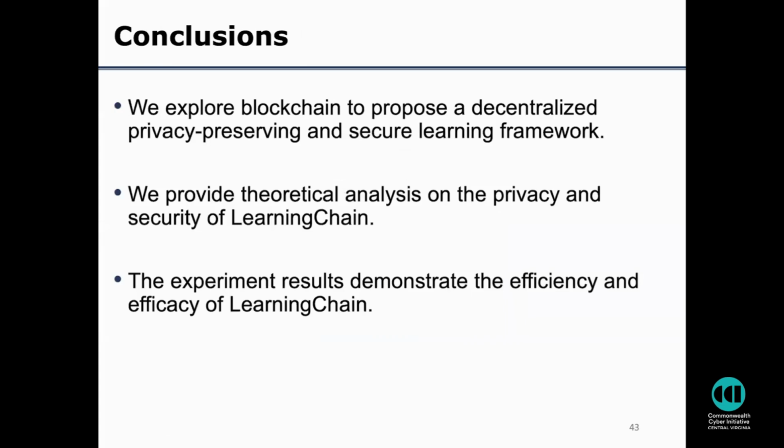To conclude this work, we explore blockchain technique to propose a decentralized, privacy-preserving and secure learning framework called learning chain. This can be applied to any existing gradient descent-based machine learning algorithms and any type of blockchain. We provide theoretical analysis on the privacy and security. The experimental results show the efficiency and efficacy of our proposed framework.